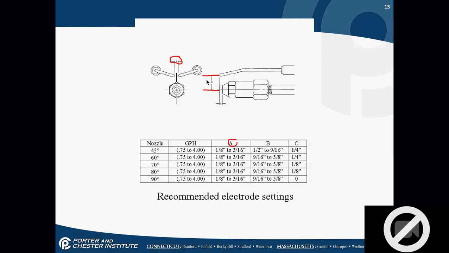adjustments. C is the distance from the tip of the nozzle to the tip of the electrodes, how far in front it is. Okay, it's this distance right here, the separation from the tip to the tip of the nozzle. We're either at a 1/4 inch or an 1/8 of an inch.